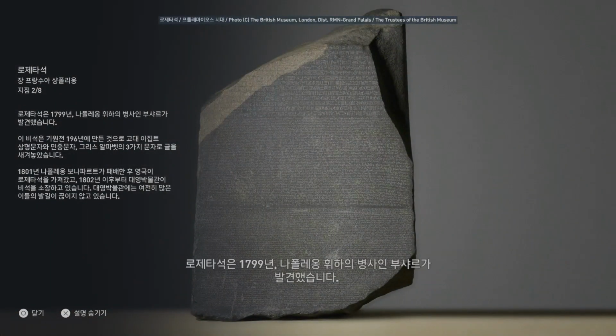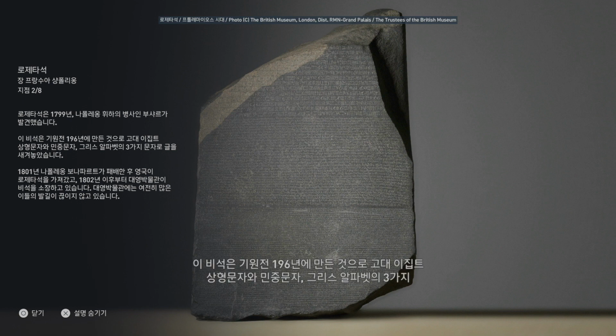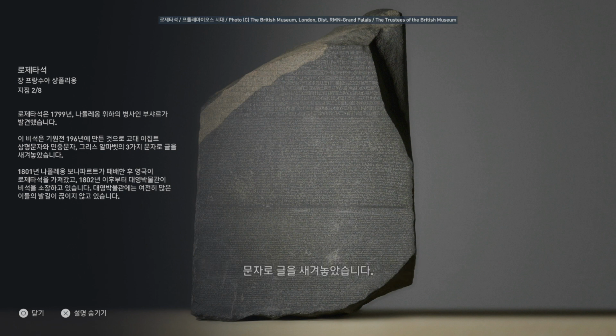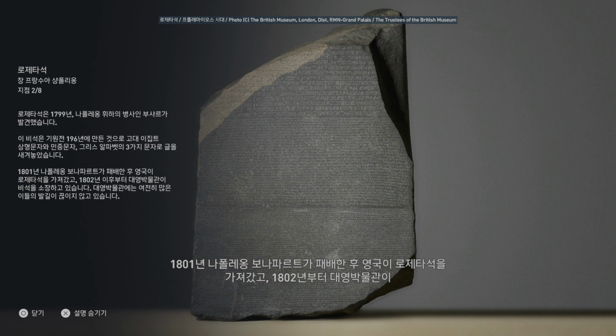The Rosetta Stone was found in 1799 by Bouchard, a soldier in Napoleon's army. The stela dates from 196 BCE, written in ancient Egyptian and Greek with 3 scripts: hieroglyphics, Demotic, and Greek alphabet. Following the defeat of Napoleon Bonaparte in 1801, the English took possession of the stone. It has been at the British Museum since 1802 and remains the most visited object of the museum to date.